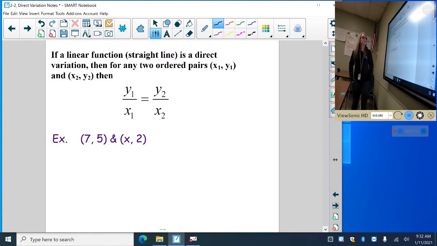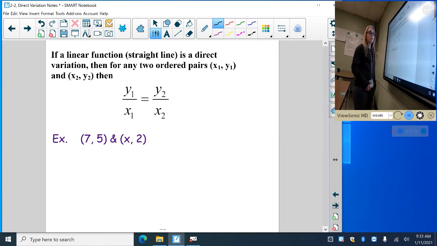If a linear function or a straight line is in direct variation, then for any two ordered pairs, x1, y1, and x2, y2, we can set a proportion: y1 over x1 equals y2 over x2. Basically, this is just the slope. We know that for any 2 points, the y and x over each other are going to be equal.